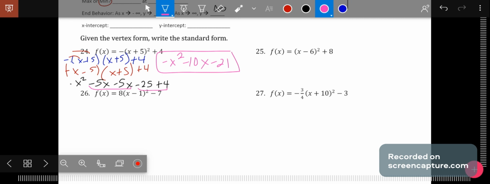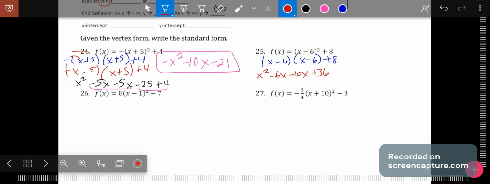This one is a little bit easier for us when we get ready to expand. We don't have an a value written out, it's just 1. So 1 times anything is going to be itself. So I can go ahead and jump straight into distributing my parentheses. X times x, x squared. X times negative 6, negative 6x. Negative 6 times x, negative 6x. Negative 6 times negative 6, positive 36.